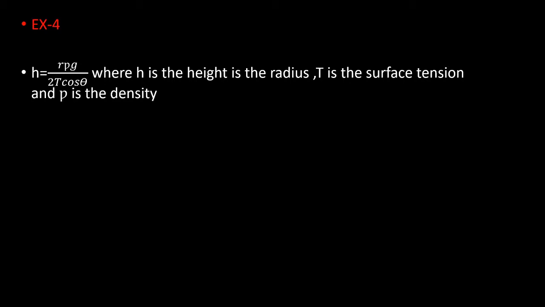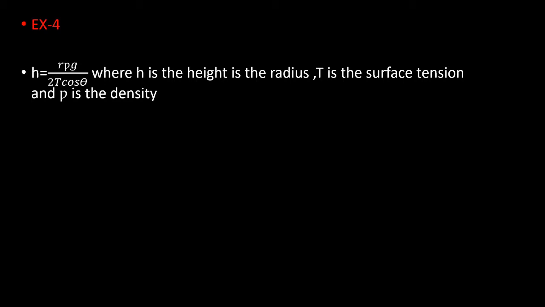Now the last equation, H equals R rho g by 2T cos theta. What is H here? H is the height. What is R here? R is the radius. And what is T here? T is the surface tension.